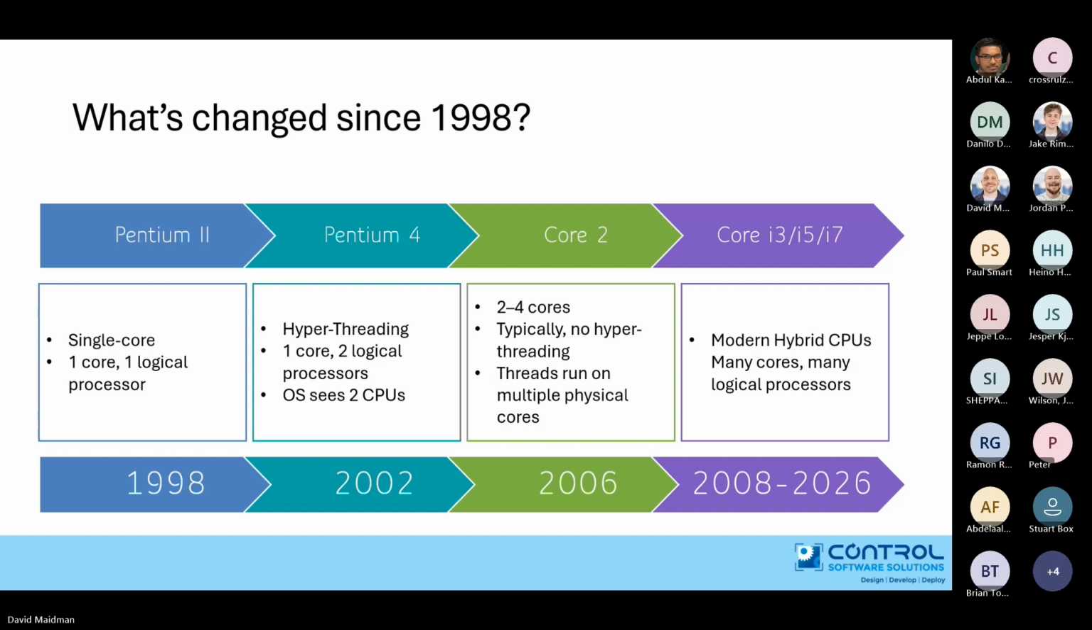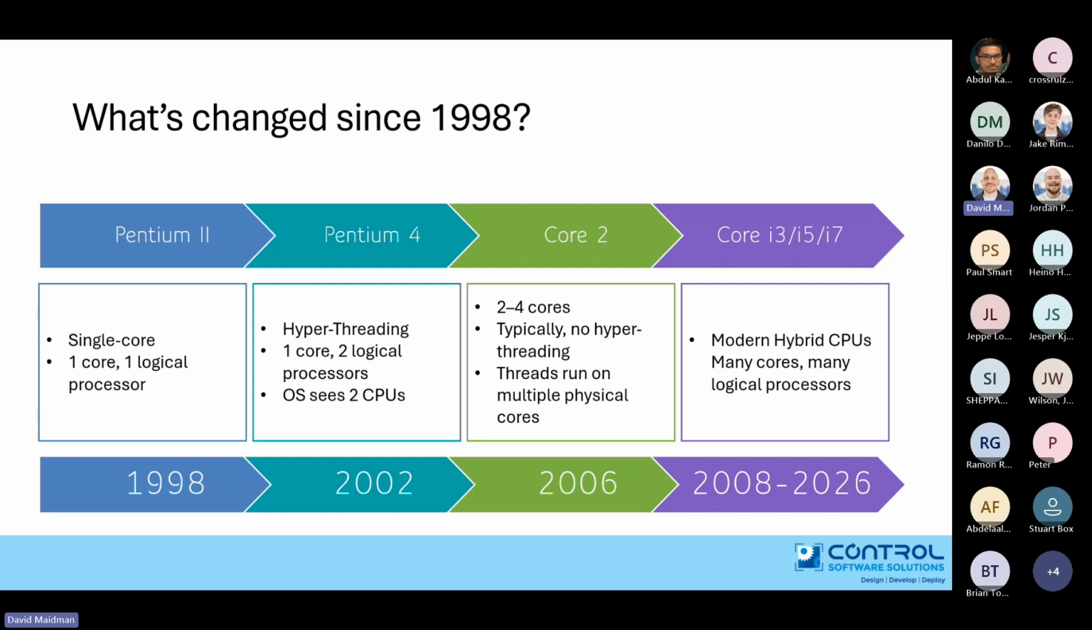Then roughly around 2006, we have the Core 2 range, where you can have Core Duo, I think it was called. So you can have either 2 cores or 4 cores. They were independent cores on separate physical modules, so multiple chips.